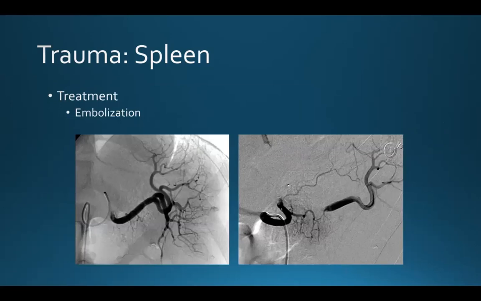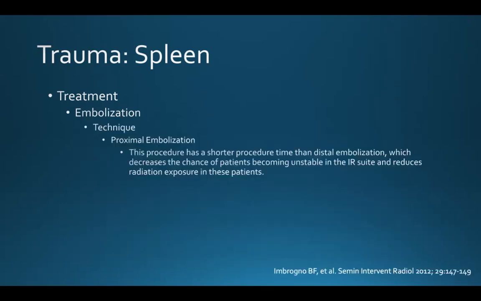And here's one example of a procedure where there was a proximal embolization performed, and you can very clearly see both the gastric collateral pathways as well as the pancreatic collateral pathways reperfusing the distal splenic artery. There are advantages to proximal splenic embolization. This procedure has a shorter procedure time than distal embolization, which decreases the chance of patients becoming unstable in the IR suite and reduces radiation exposure in these patients.